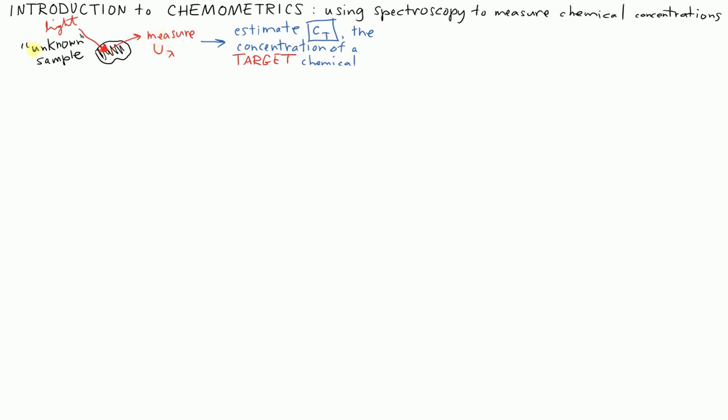In the name of U for unknown, we're going to call this a vector of numbers U sub lambda. So that's a bunch of measurements at different wavelengths. And then our job in this situation is we have a particular chemical. For the sake of specificity, let's suppose we're trying to measure glucose concentration in a blood sample. So we want to measure a particular target chemical, glucose, and we want to get that number, C sub t, out of this vector of spectral measurements, U of lambda.